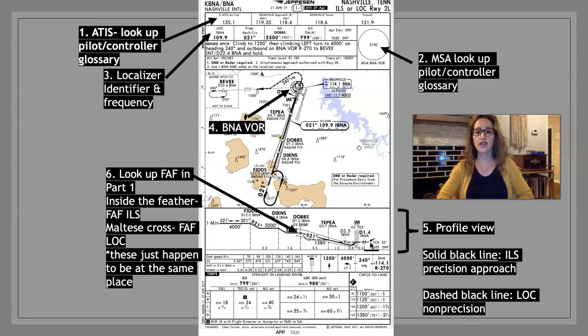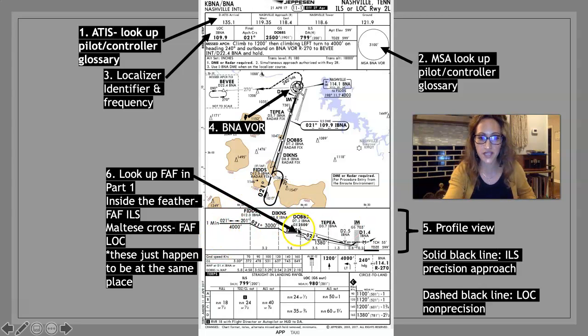Next, I want us to look up what FAF is. So I want you to go to the front of your book, 14 CFR Part 1, Definitions. And I want you to look up and highlight Final Approach Fix, FAF. FAF says it defines the beginning of the final approach segment and the point where final segment descent may begin.